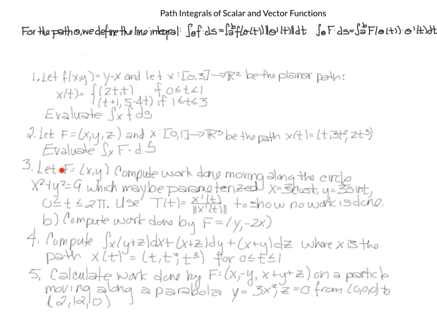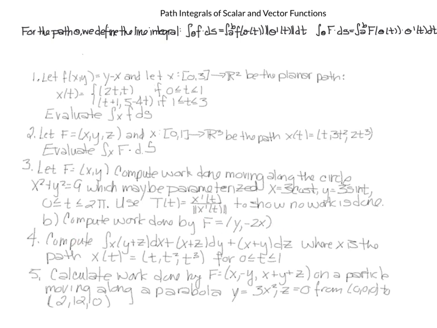The third problem, another vector field, capital F of x, y. Compute the work done moving along the circle x squared plus y squared equals 9, which may be parameterized by x equals 3 cosine t, y equals 3 sine t, t between 0 and 2 pi. A, we want to use the tangential method to show that no work is done. And B, compute the work done by f equals (y, minus 2x), so this is a different vector field.